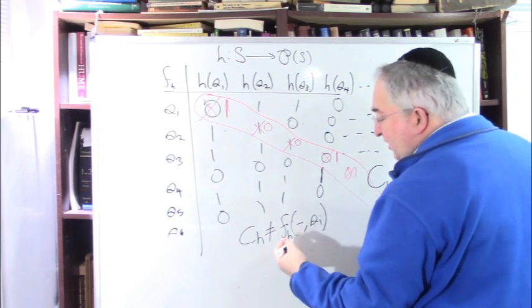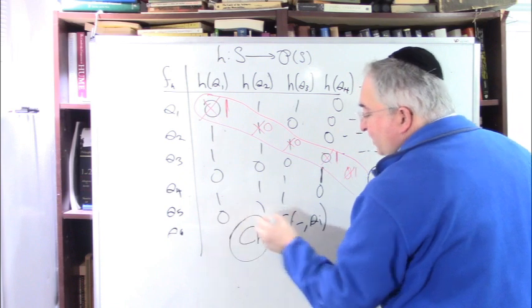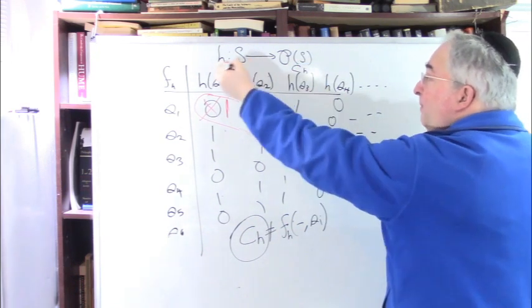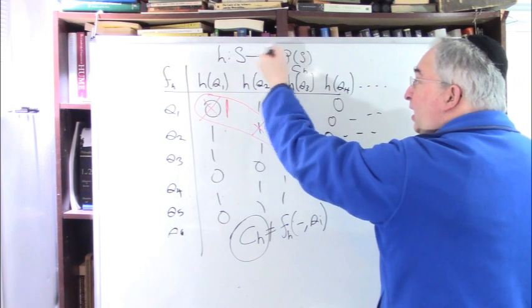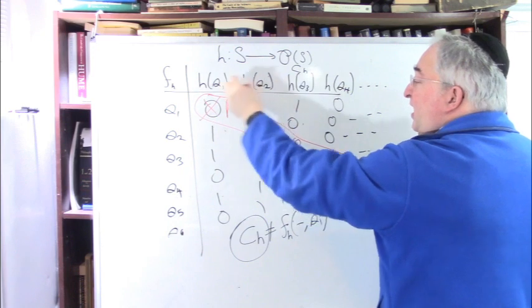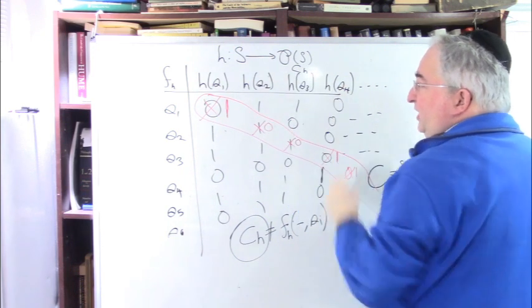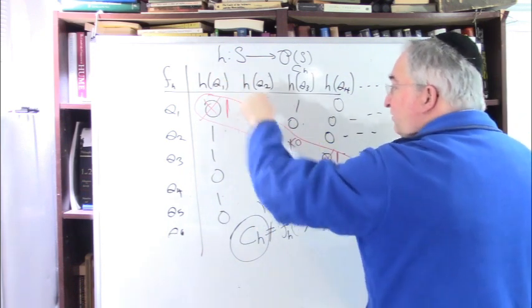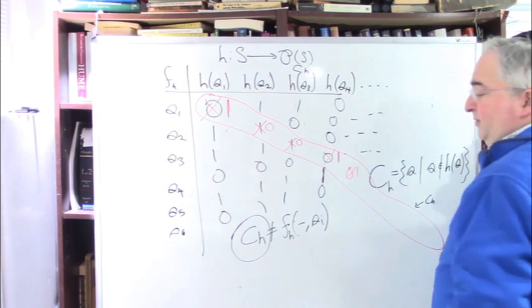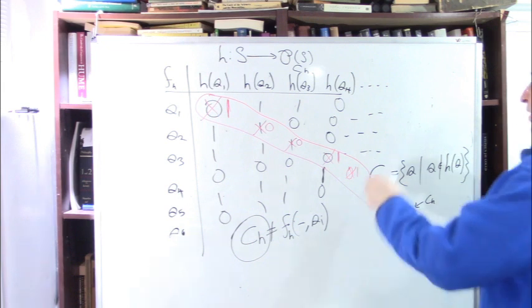Conclusion: don't tell me that C of H is some member over here. So C of H is some member over here, but it's not part of what's hit over here. It's not any of the images of these H's. It's not this image because of this. It's not any image. Conclusion, you ready?